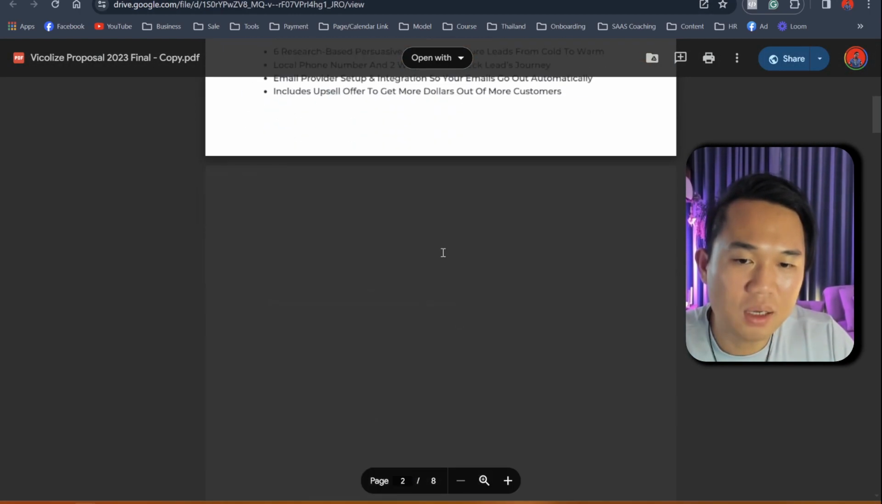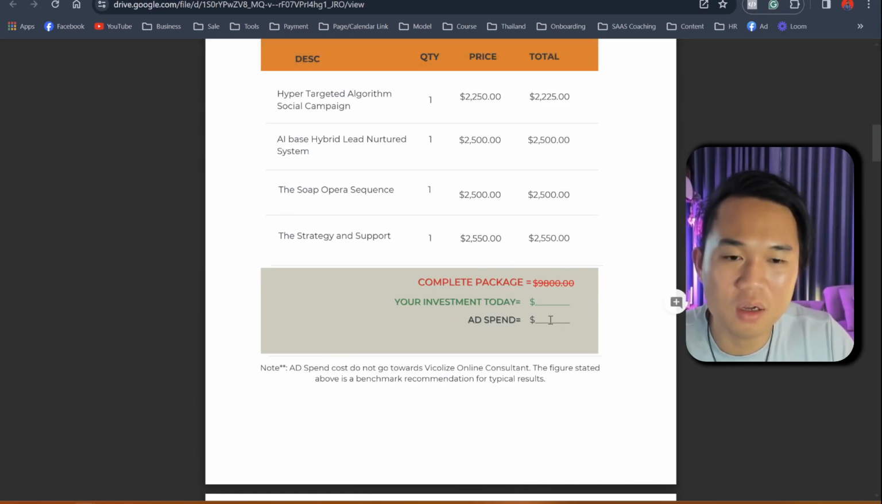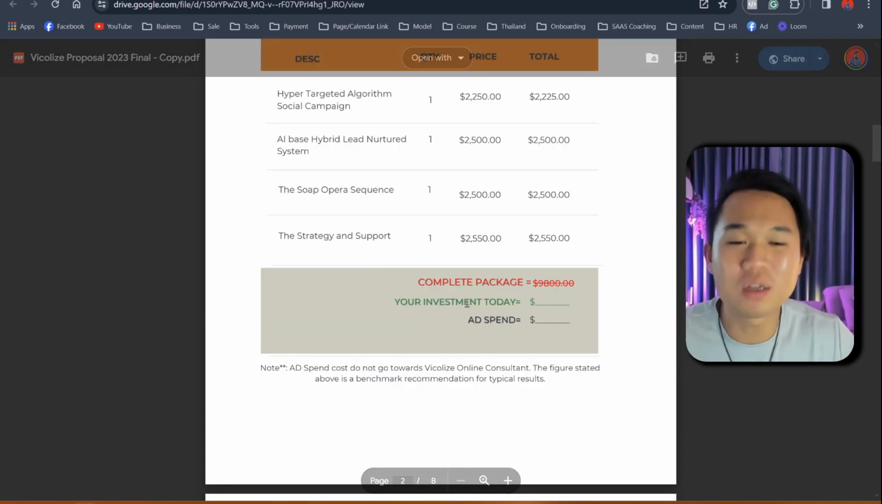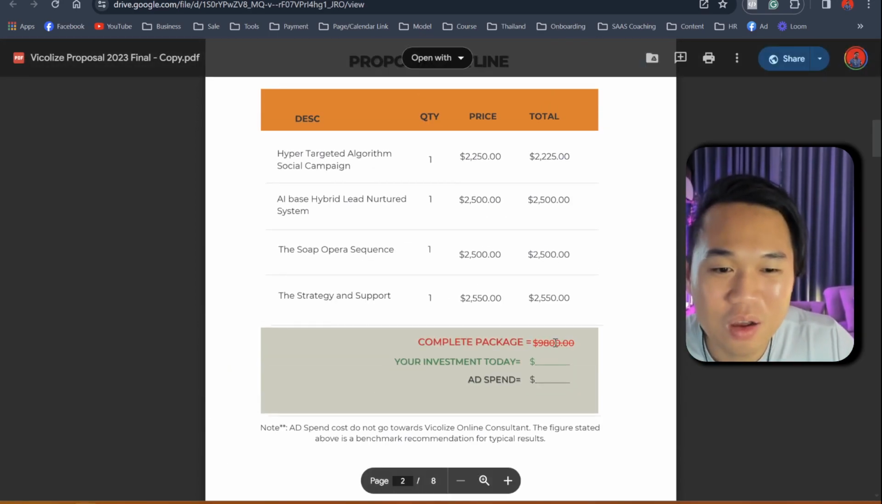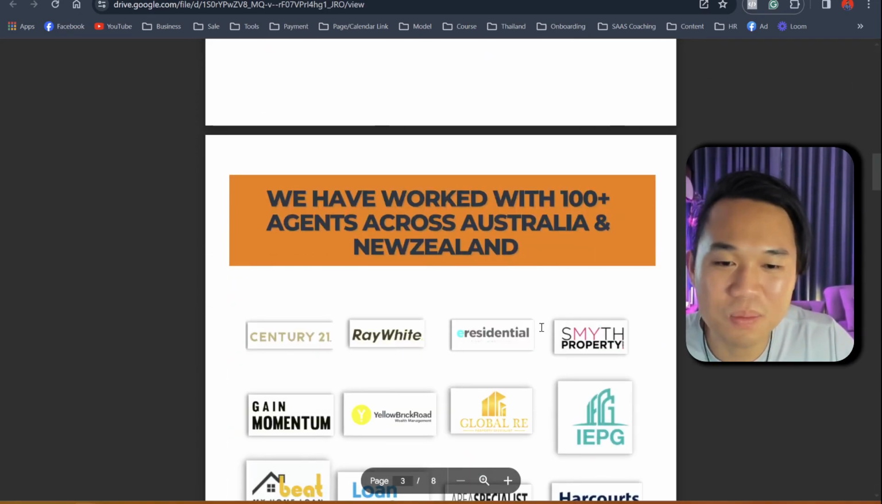Again, this is a PDF. You can copy it. We can stack the value here, and your investment today is 0. Just put 0 in here, and ad spend also put 0. So that would make this even more enticing, right? Value in like $10,000, but your investment today is 0. Ad spend is 0, right?